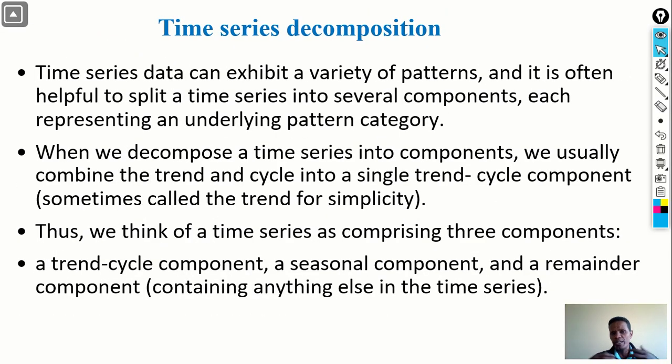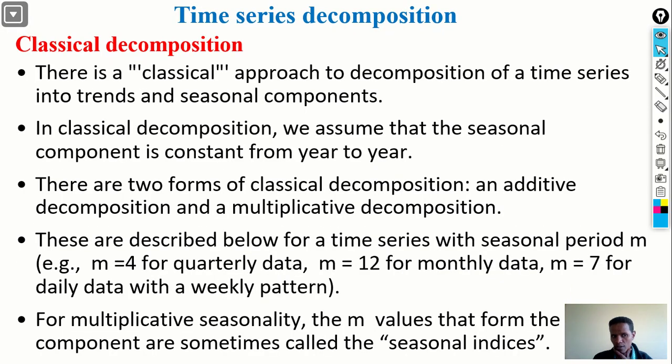Okay, so how do we decompose time series data? What are the techniques of decomposition? The first one is the classical decomposition method. In the classical decomposition method, we assume that the seasonal component is constant from year to year. Because, as we have said before, a decomposed series will have three components: the trend-cycle component, the seasonal component, and the remainder component.